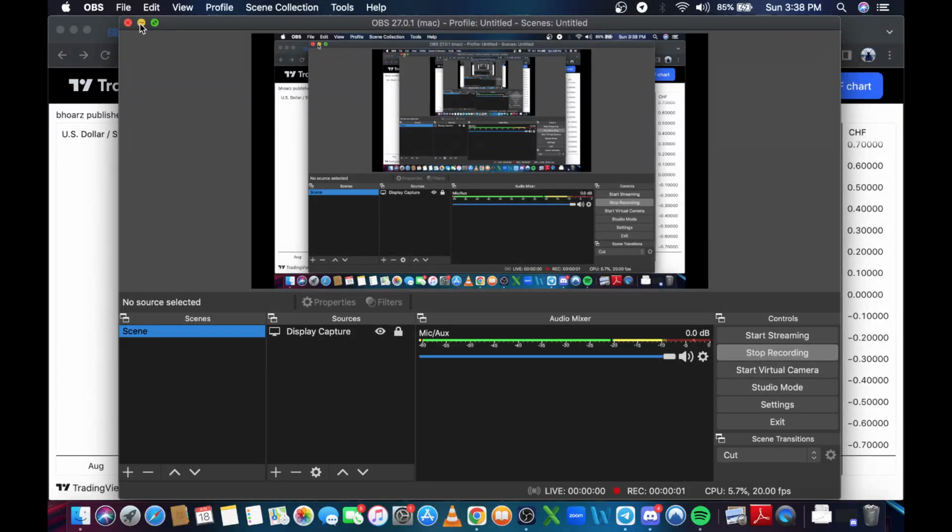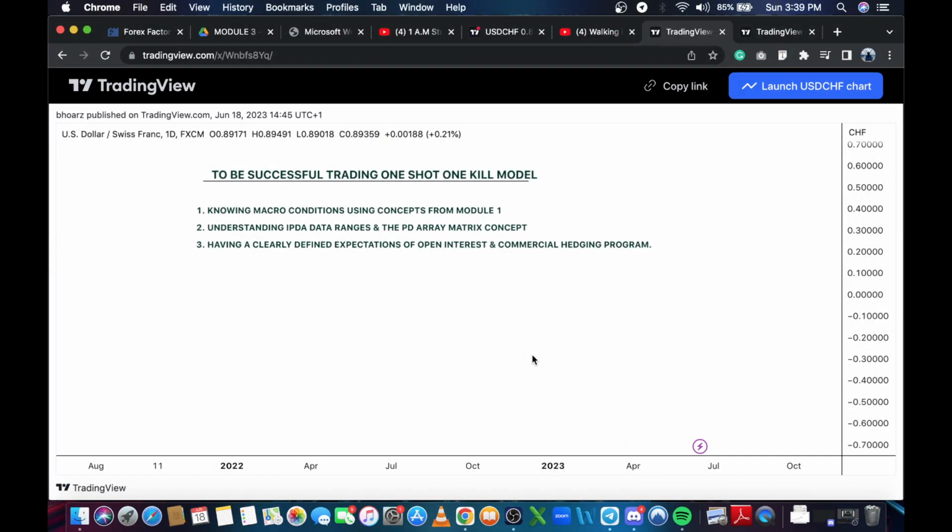Hello and welcome to this lesson on the one shot, one kill trading model. Before we go into how to be successful with the one shot, one kill trading model, first of all, let's define what a one shot, one kill trading model is. Now, we're going to refresh some concepts from the previous lessons on this model.